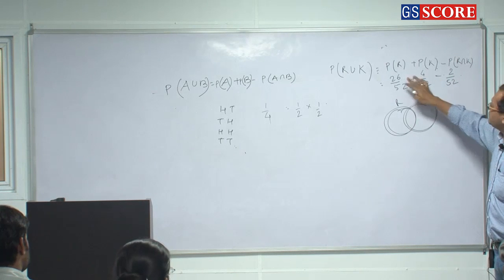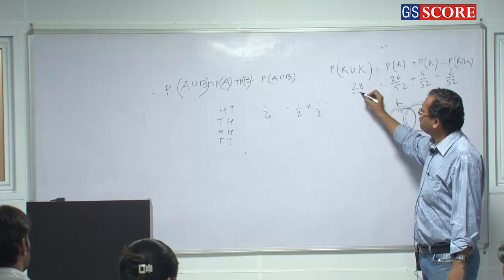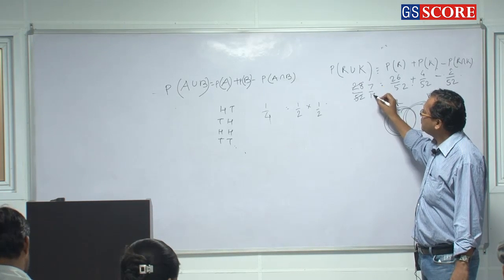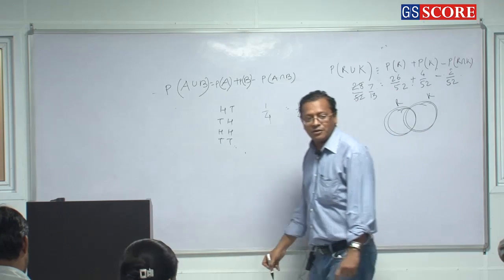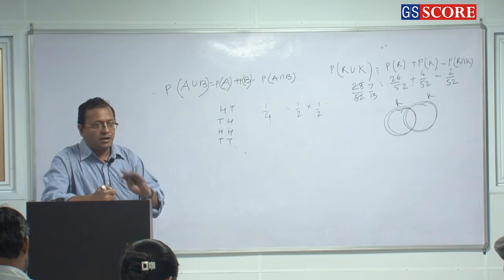So 26 plus 4, 30. 30 minus 2 is how much? 28 by 52 is the probability. So 7 by 13 is the probability. Clear or not? The value of a probability lies between 0 and 1.